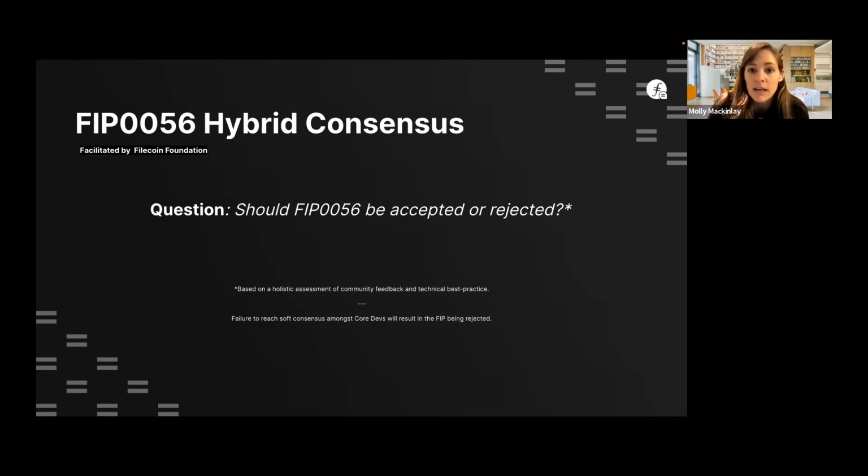alignment across the community, even if there are some naysaying voices. Again, soft consensus does not mean that you get held hostage by one party in the network being like, screw you, I don't want this, so therefore I can hold everyone hostage and block any sort of improvement.